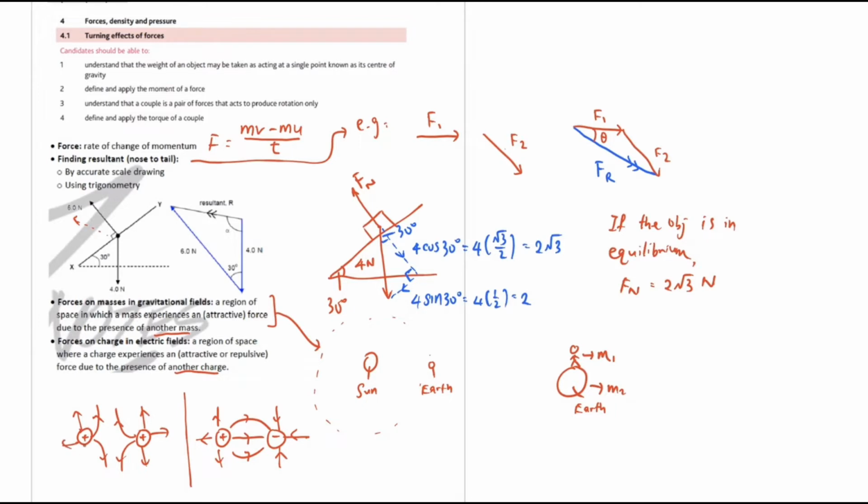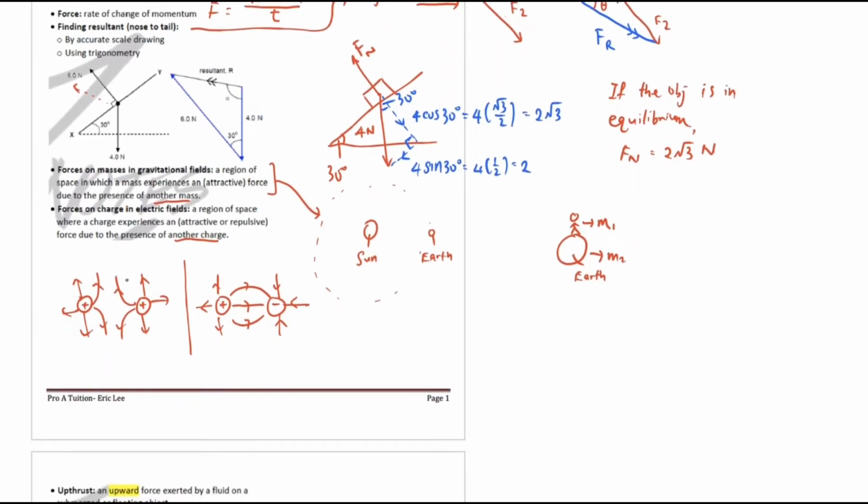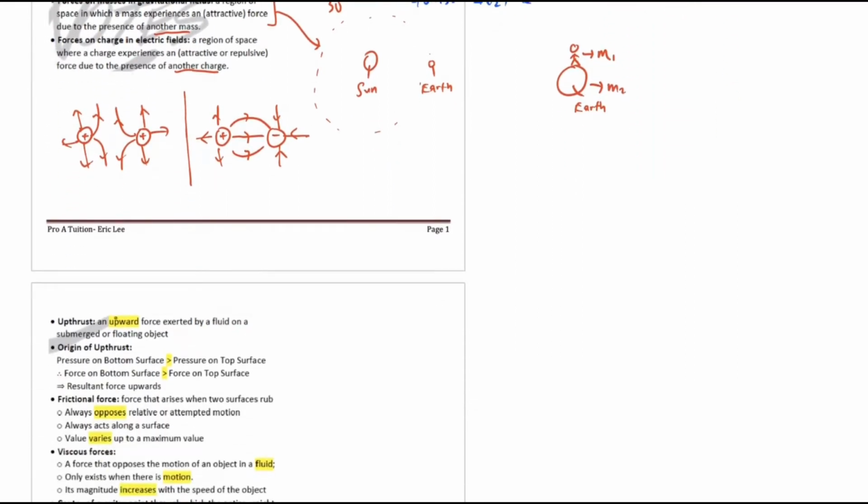Showing repel. So if they attract, then you can see connection between the opposite charges. Okay, so that is electric field. And again, we will learn this in details in the later chapters in AS. Okay, now let's move on.